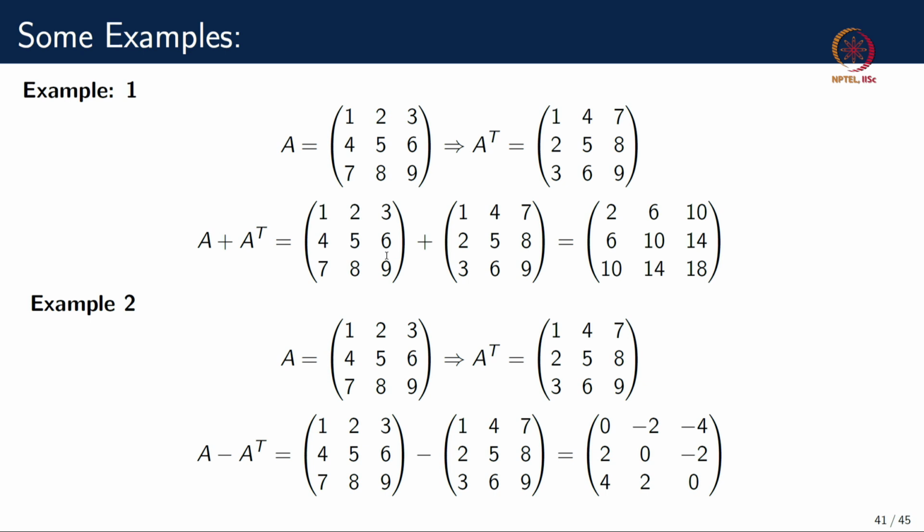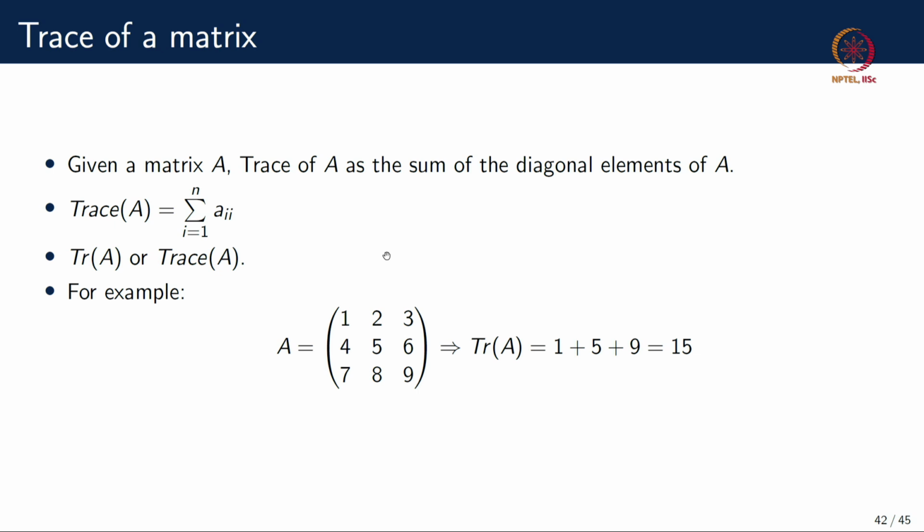Given matrix A, we define the trace of A as the sum of diagonal elements of A. Trace A is the sum from i equal to 1 to n of a_ii. We denote the matrix trace as TR A or trace A. For example, in the above example 1 2 3, 4 5 6, 7 8 9, the trace of A is 1 plus 5 plus 9, that is equal to 15. That means the diagonal elements are added.